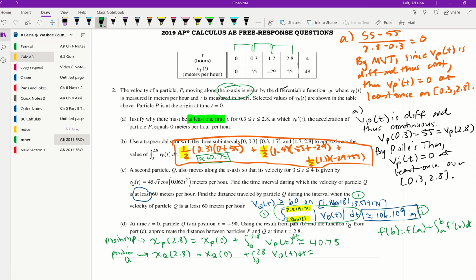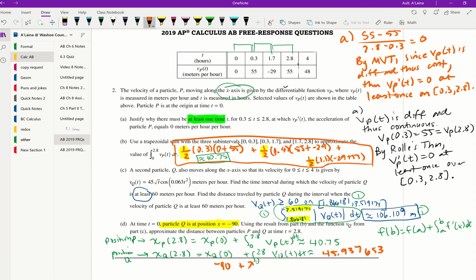Which this one, the position of Q at 0, they did tell us, let's see. Oh, right here. It was somewhere that we're starting out. Q is starting out at negative 90. So this would be negative 90 plus that definite integral. And that ends up being, which I think, yeah, we could use the calculator for that. And then we end up getting 45.937653.